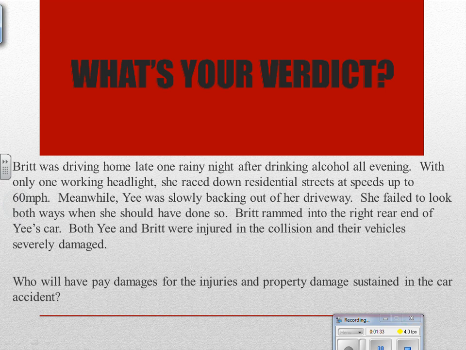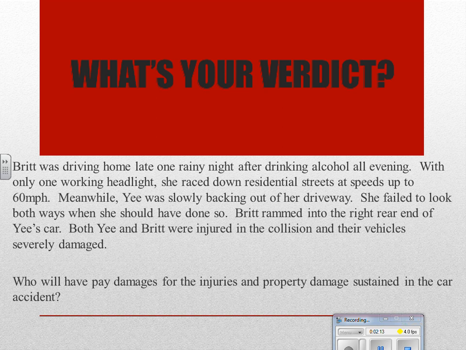Okay. So what's your verdict here? Britt was driving home late one rainy night after drinking alcohol all evening. With only one working headlight, she raced down residential streets, which means streets where people live. Houses, homes. She speeds up to 60 miles per hour. Meanwhile, Yi was slowly backing out of her driveway. She failed to look both ways when she should have done so. But Britt rammed into the right rear of Yi's car. Both Britt and Yi were injured in the collision, and their vehicles were damaged.